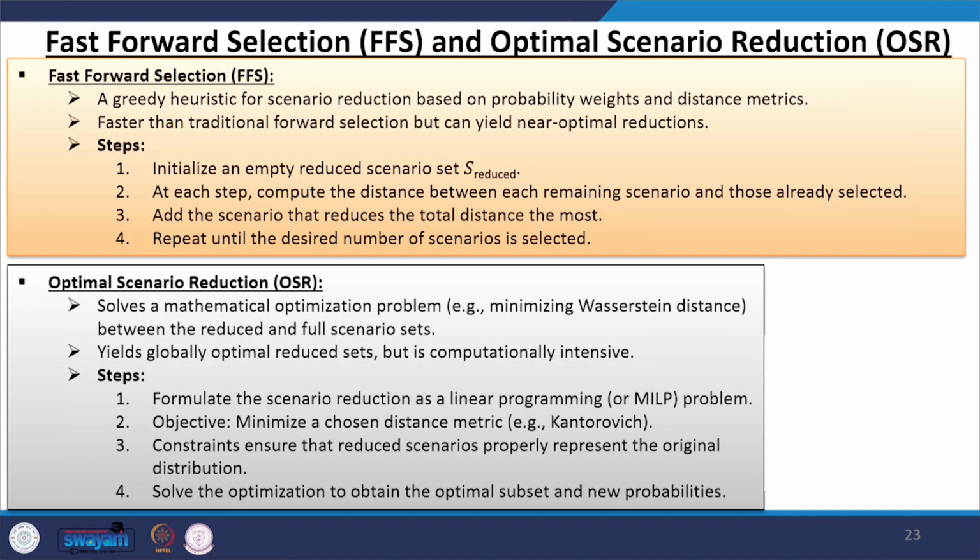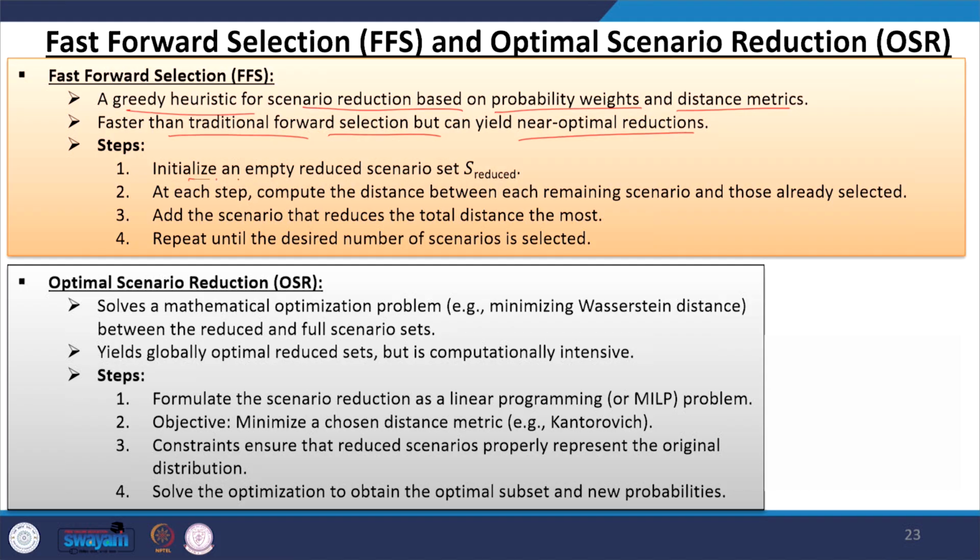Okay. The fast forward selection technique is the same as your forward selection technique, but we do a greedy heuristic search for it, based on probability weight and distance matrix. It is faster than the traditional forward selection, but can yield a near-optimal reduction. That means you can take some points which are not required, the redundant ones, and you will miss out some of the good solution representation or scenario representation. That is possible because you are doing it very fast.